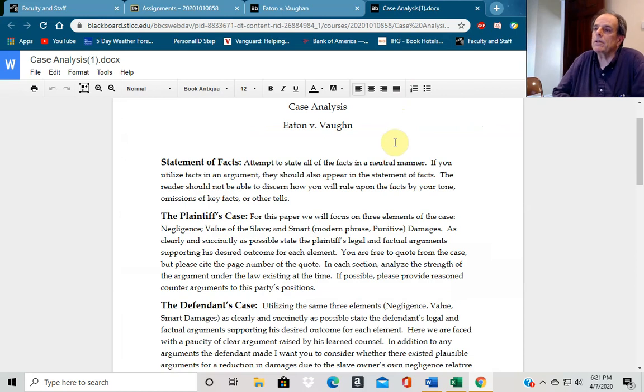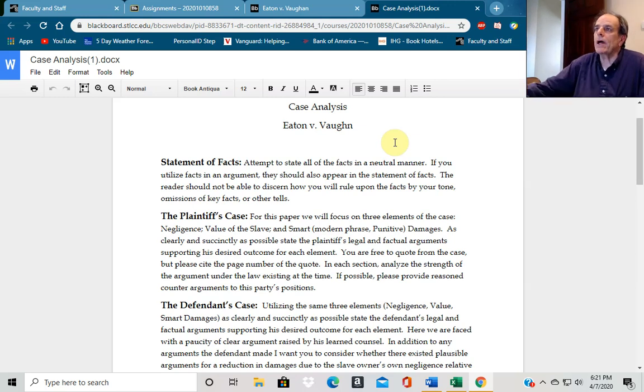Then the next part is we're going to look at the plaintiff's case. Now, this is a little confusing because in the Supreme Court of the state of Missouri at the time, they described Eaton as the plaintiff in error. In modern courts, that's known as the appellant. And so he's really the defendant at trial. What I'm looking for is that Vaughn is the plaintiff and Eaton is the defendant. So as you're writing these, look for that carefully, okay?